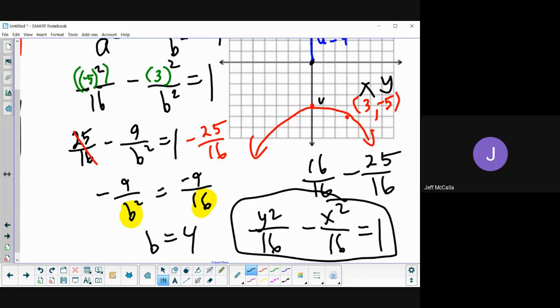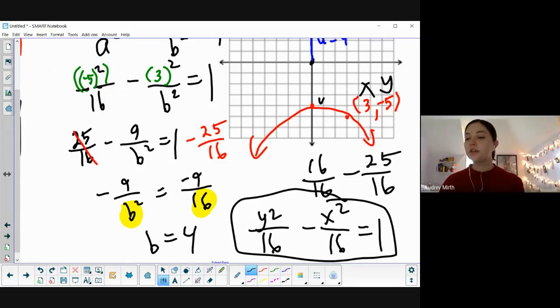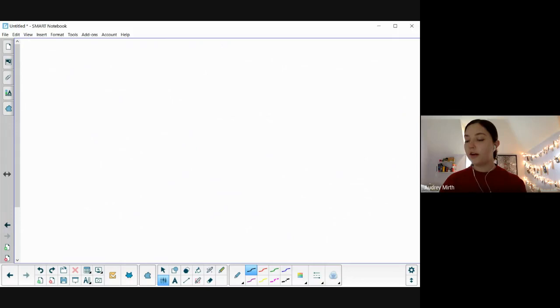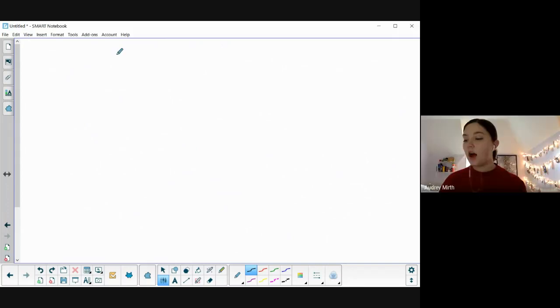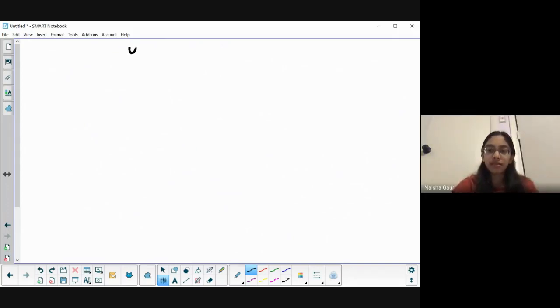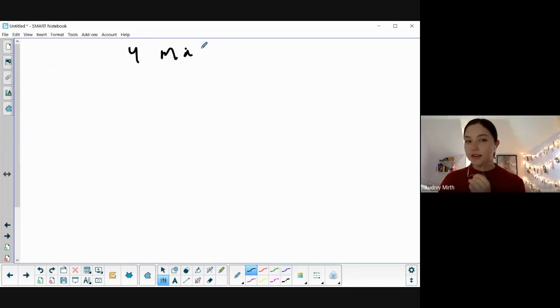Other questions from homework? I have a question from the quiz that we took. Okay. The extra credit, they gave us the length of the major axis. Can you just tell me real briefly what it was? Just read it. Length of the major axis is 4. Foci is on the x-axis. The ellipse passes through the point 2 root 5.